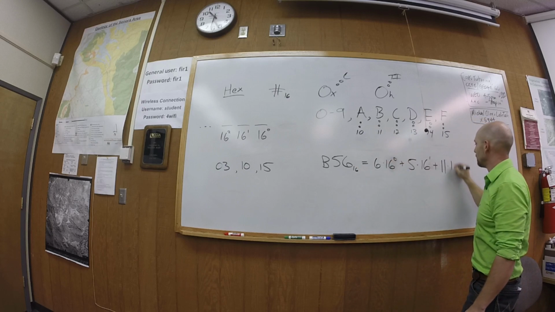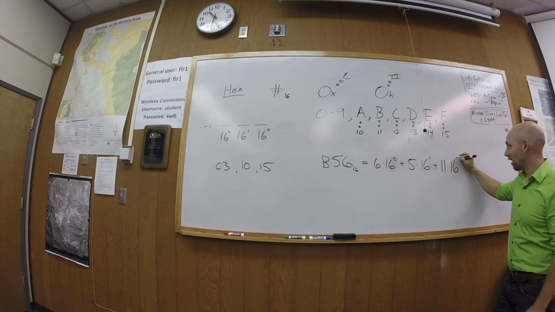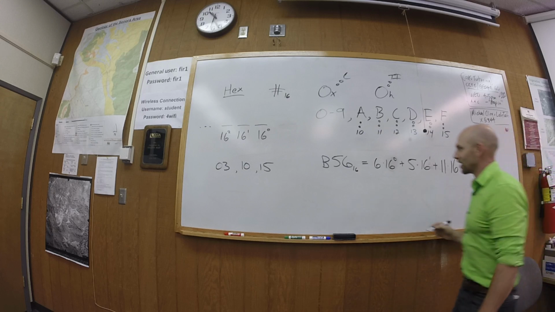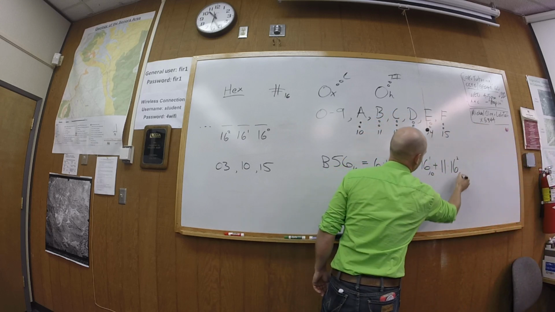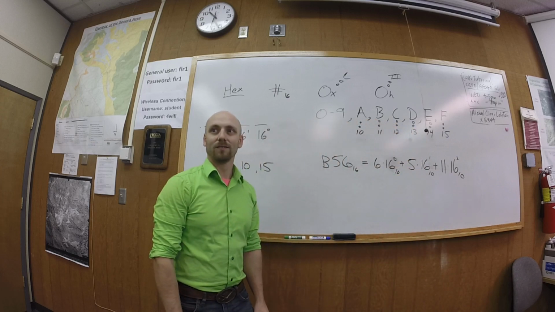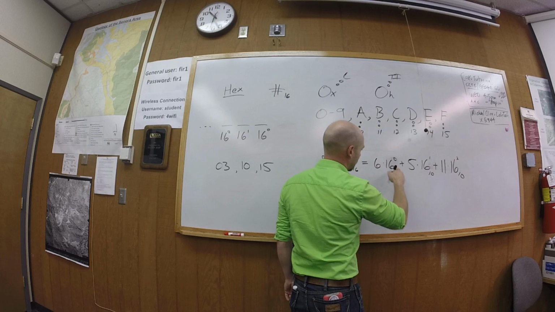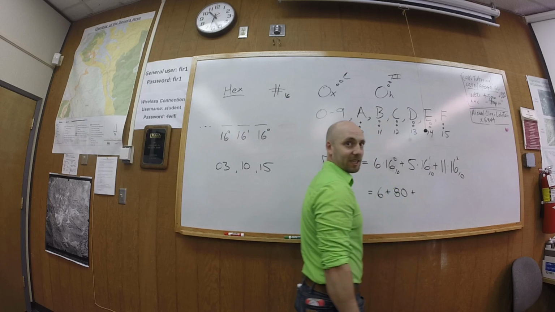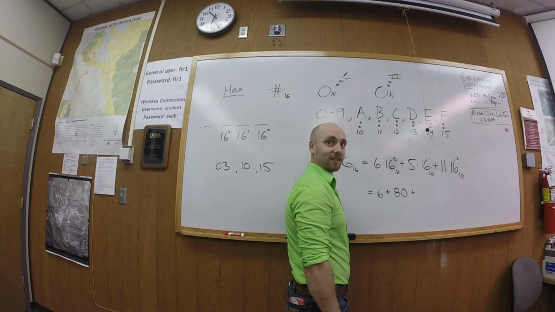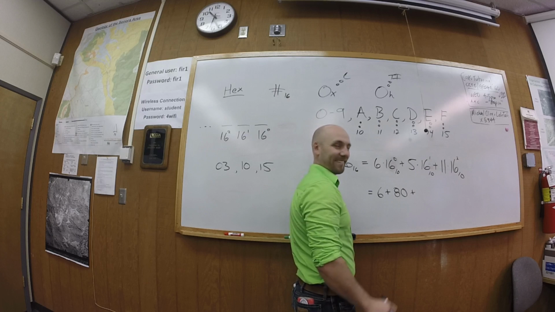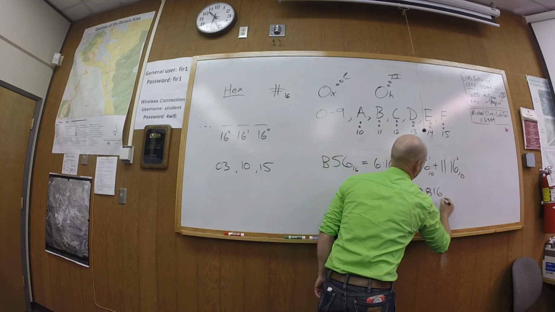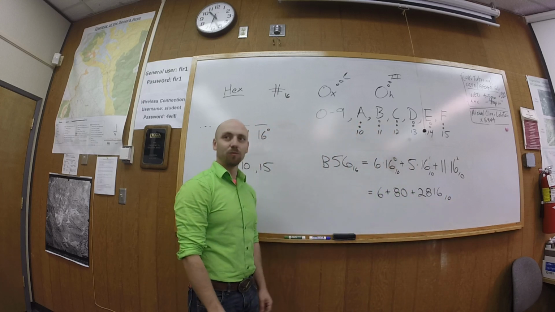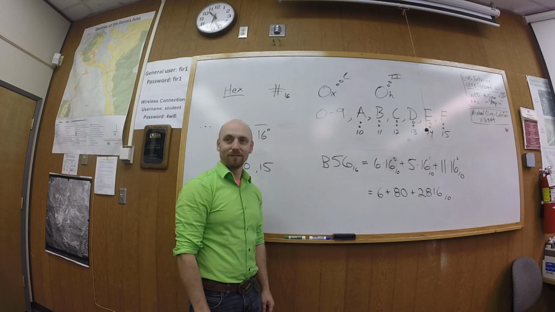So I've got 11 times 16 squared. Oh crap, I'm going to have to figure out what 16 squared is. Okay, so these numbers are all base 10 now. 256. So I have 6 ones and 80, and 11 times 256 is a lot. 2816. Okay, and all of this junk is base 10, and so then you do this addition problem in base 10. 2,910.